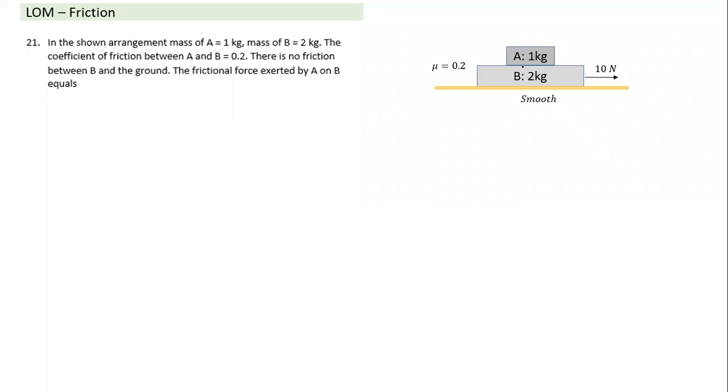Two blocks are kept on a smooth surface. Again, we'll be a little happy. The surface is smooth, which makes the task a little simpler. The value of mu between blocks A and B is 0.2, and this force is applied on the lower block. What we need to calculate here is the frictional force exerted by A on B.